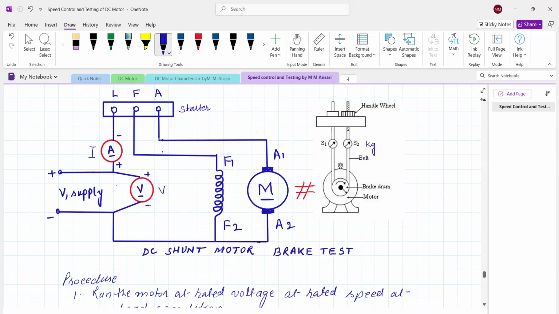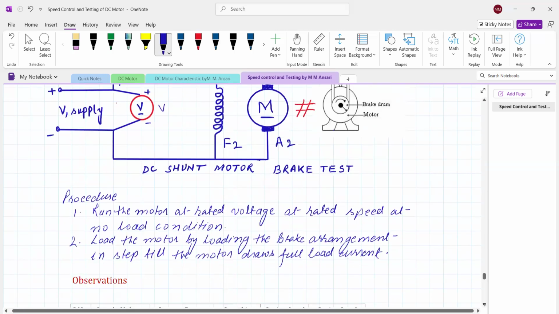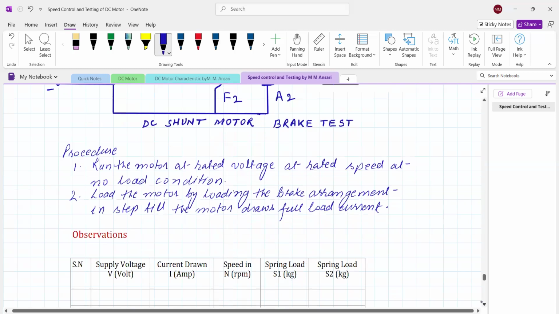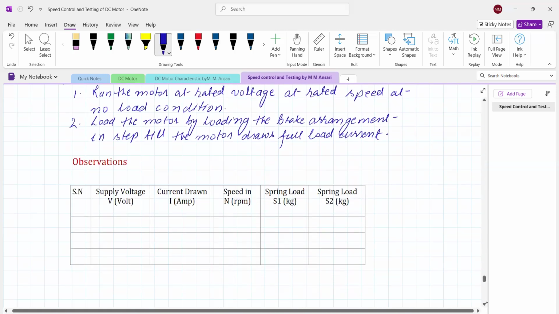Now we have to ensure that the load on the motor, or the motor current, should not cross its maximum rated value, and it has to be understood with the help of the nameplate of the motor. Once we load the motor, we have to take the reading in each and every step after loading the motor till it's a full load current. So now what are the observations?